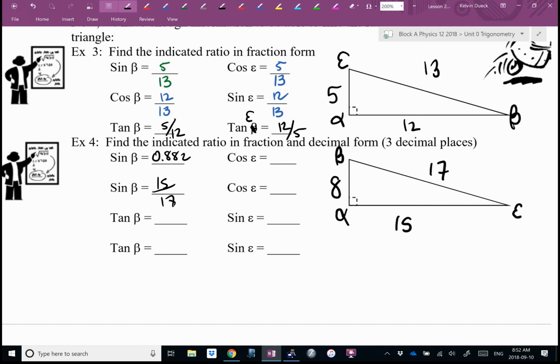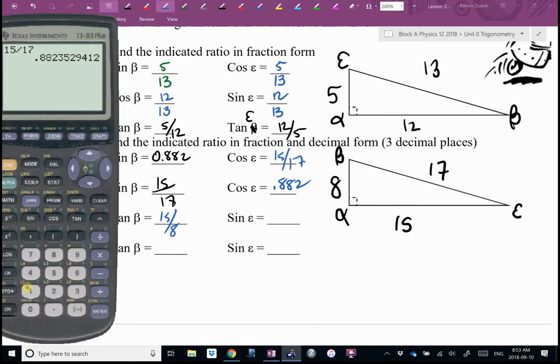Cosine of epsilon. Cosine is going to be adjacent over hypotenuse. You know what? Cosine is also going to be 15 over 17. Or 0.882. Tangent of beta. Tangent is opposite over adjacent. 8 over 15 or 15 over 8? 15 over 8. Or as a decimal, 1.875.